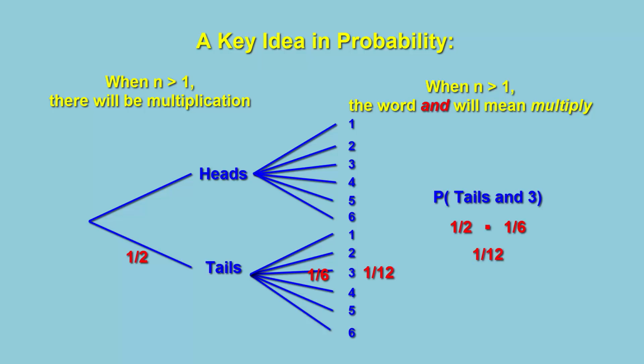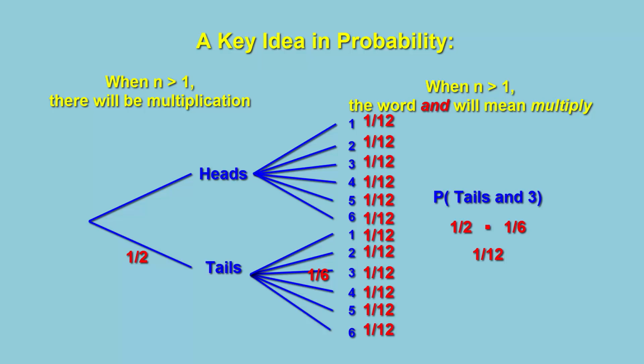Hopefully you realize that all the outcomes of this tree are 1/2 times 1/6. Thus, all the probabilities are 1/12. Another key observation is that the sum of the probabilities of all outcomes equals 1.